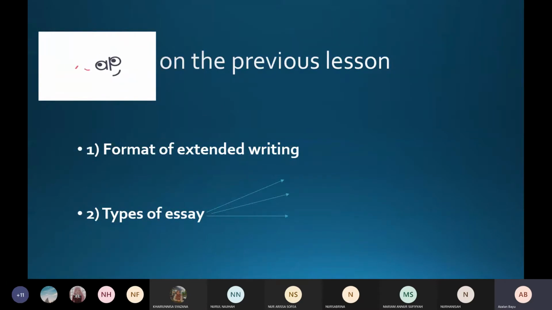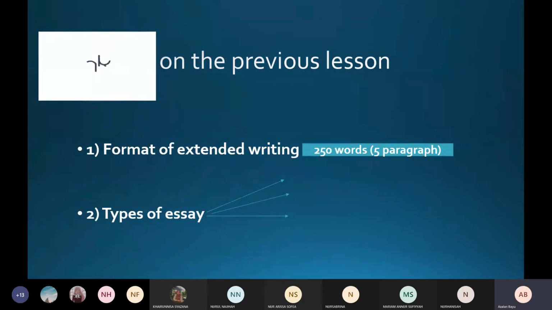Okay, we learned about the format of extended writing and also three types of essay. So basically, the format of extended writing is very easy. You have to write 250 words, which is within 5 paragraphs. Okay, at least 250 words. Dia boleh pergi sampai mungkin 300 ke 400 lah, but not 1000 words.